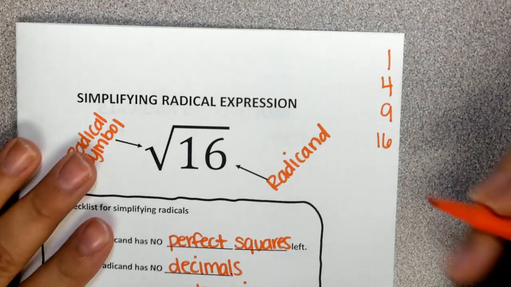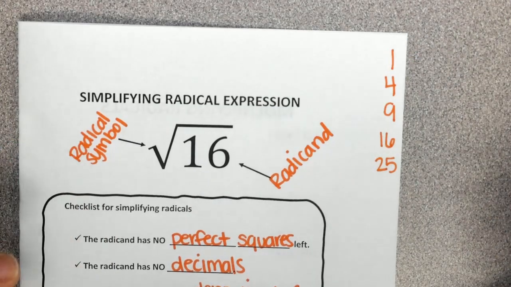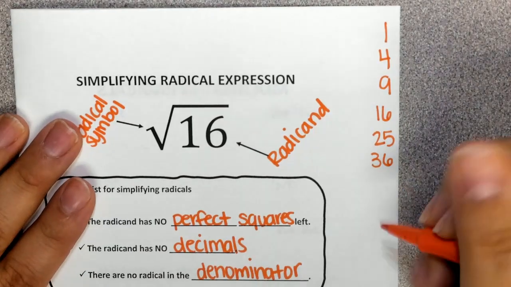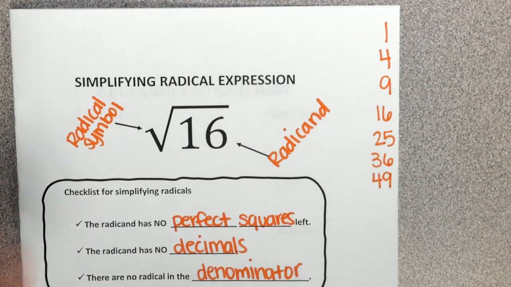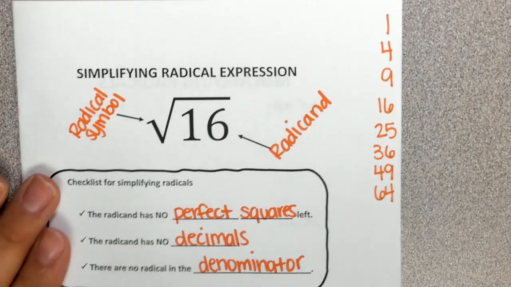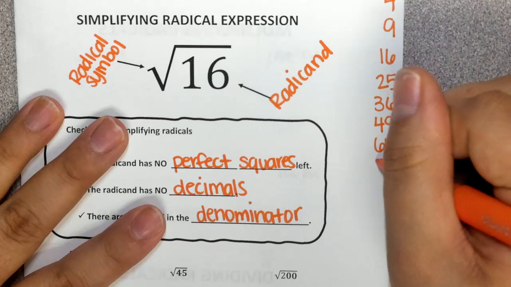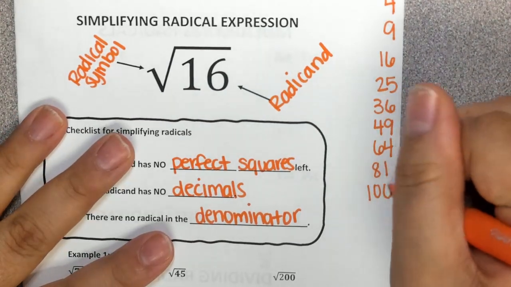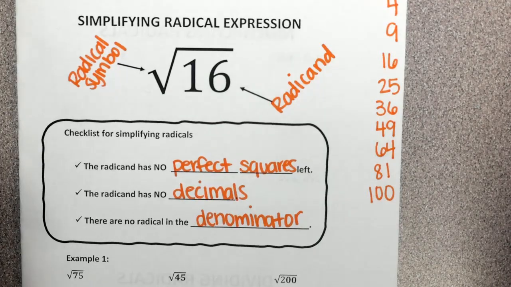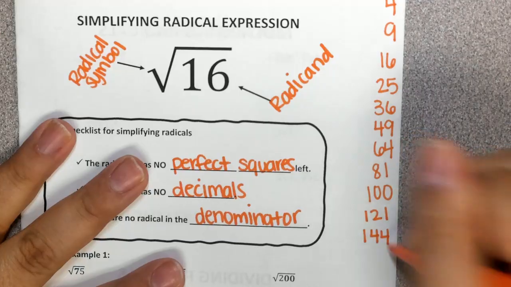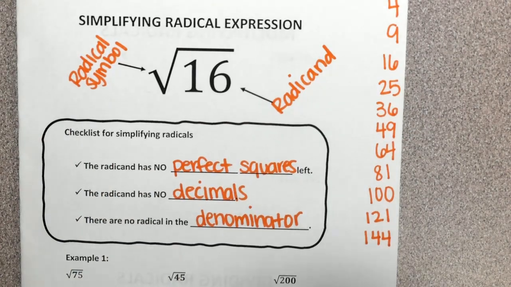5 squared? 6 squared? 7 squared? 8 squared? 9 squared? 10 squared? 11 squared? And 12 squared. If you know the ones after this, that's great, but these ones I need you to have memorized.